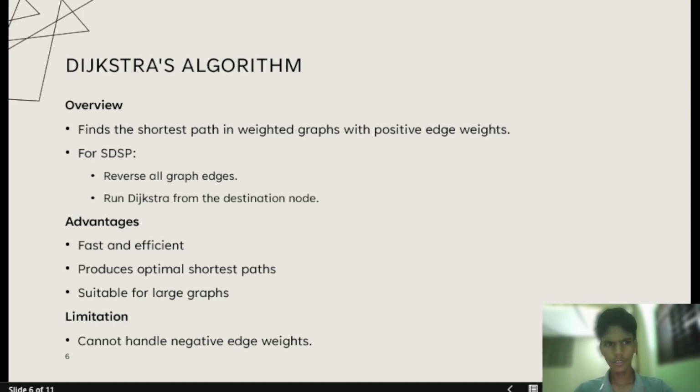Some advantages of Dijkstra's algorithm are that it is very fast, produces accurate shortest paths, and works well on large graphs. However, one limitation is that it cannot correctly handle graphs with negative edge weights. Its time complexity is O((V + E) log V), making it efficient for most practical applications.